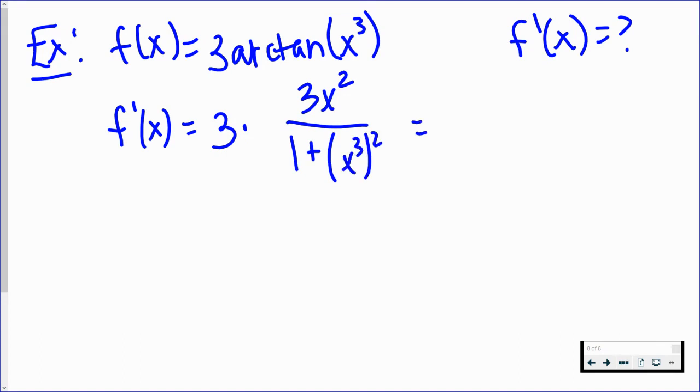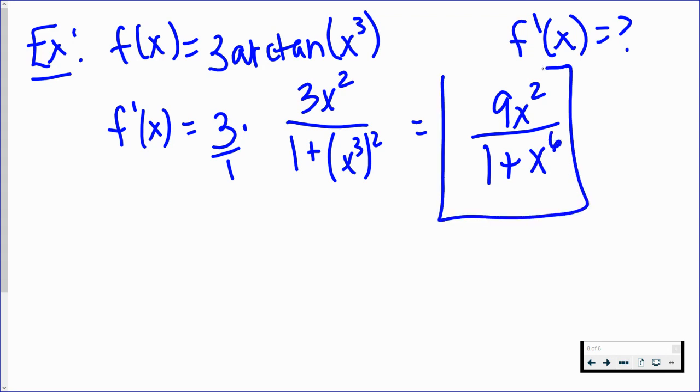Okay, let's go ahead and simplify. 3 times 3x squared, guys, remember 3 is like 3 over 1, so we want to make sure that we only multiply the top by the 3. So that would give us 9x squared on the top. On the bottom, we have 1 plus, and then x cubed all squared would be x to the 6th. So that would be our derivative function. We could then use this to find slopes of tangent lines.